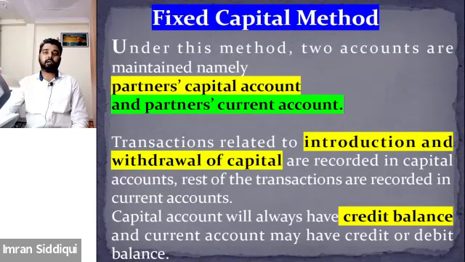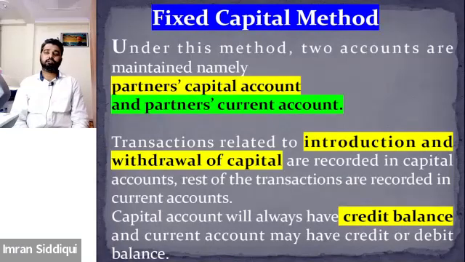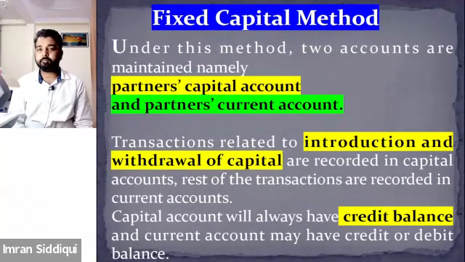Under the partner's capital account, we record the opening balance of the capital, and we also record any transaction that leads to an addition in the capital balance of the partner. Like if a partner has further introduced a certain amount as capital, that will also be recorded on the credit side of the capital account.